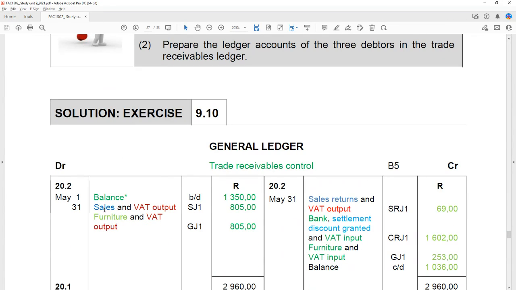So we have illustrated the 805. It's our sales of 700 plus the 105 VAT output that gave us the 805. And remember, we said sales will increase because every time you sell on credit to the debtor, he's owing you more. So our debtors' balances must increase. And to increase an asset, we record it on the debit side, because assets increase on the debit side. So our sales will be recorded on the debit side.